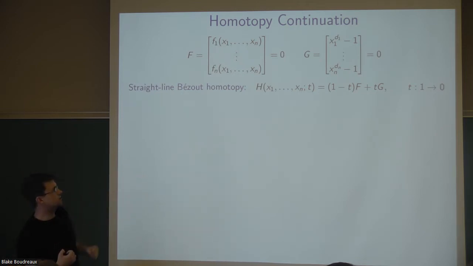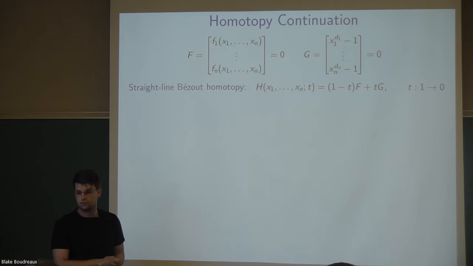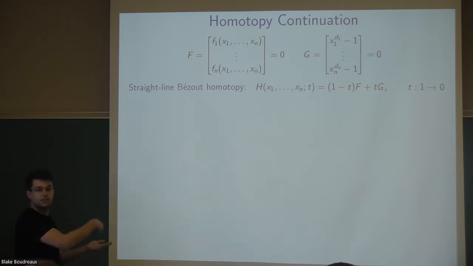And the solutions to this right-hand polynomial system are clear. The coordinates are each roots of unity. And you have the product of all of these degrees, many solutions. You can just write them down.